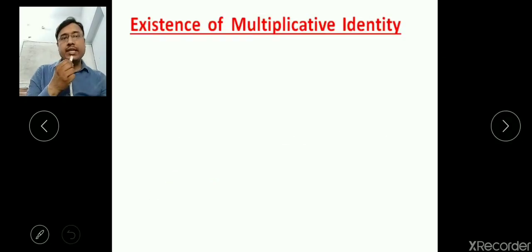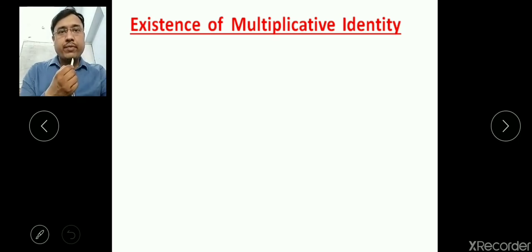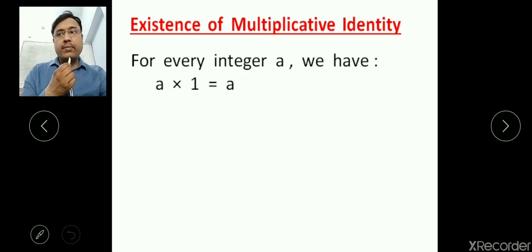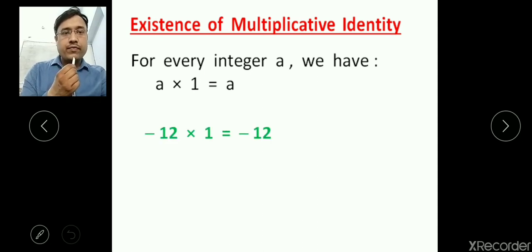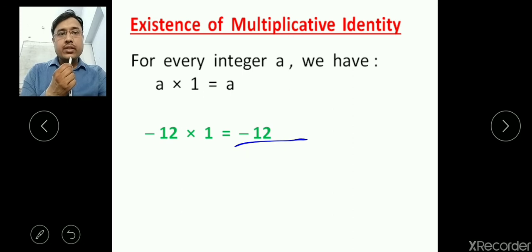Now the next property is existence of multiplicative identity. What is the multiplicative identity? You all know that it is 1. Because by multiplying by 1 you get the product which is equal to the original number. Such as for every integer a, we have a into 1 is a. So by multiplying any integer with 1 you get the same number itself. For example minus 12 into 1 is minus 12, then 15 into 1 is 15 only.